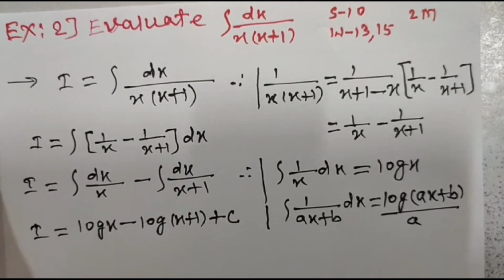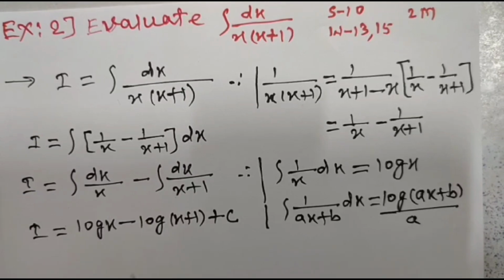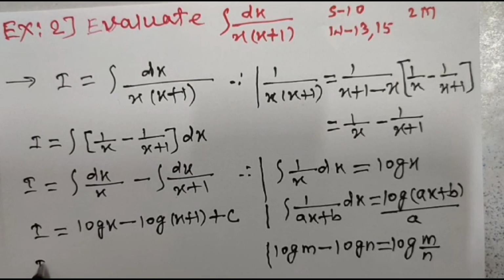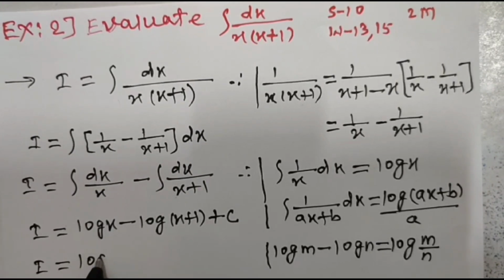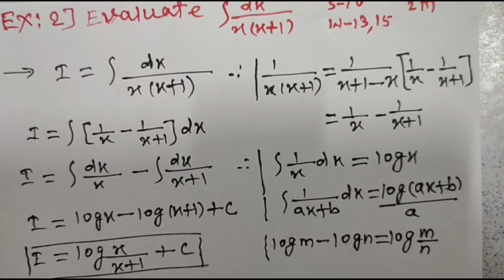Now, if you want, you can collect these two terms applying the property of logarithm. What is that property? Logarithm of m minus logarithm of n is equal to logarithm of m upon n. So, I is equal to, we can write logarithm of x upon x plus 1 plus integral constant c. This is the value of the given integral.